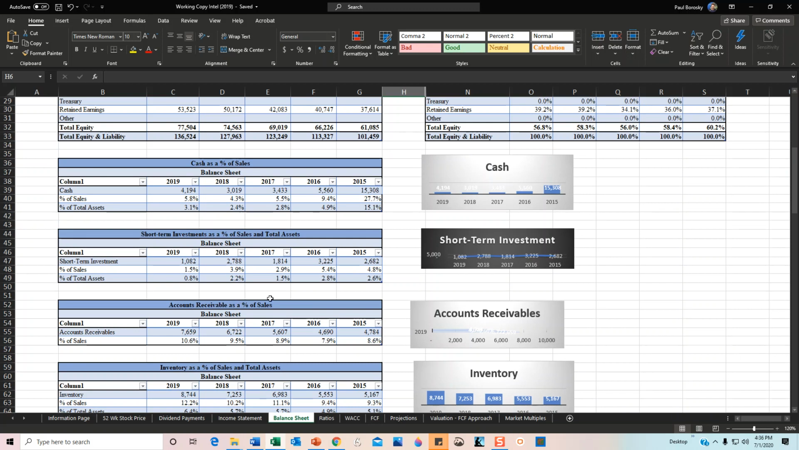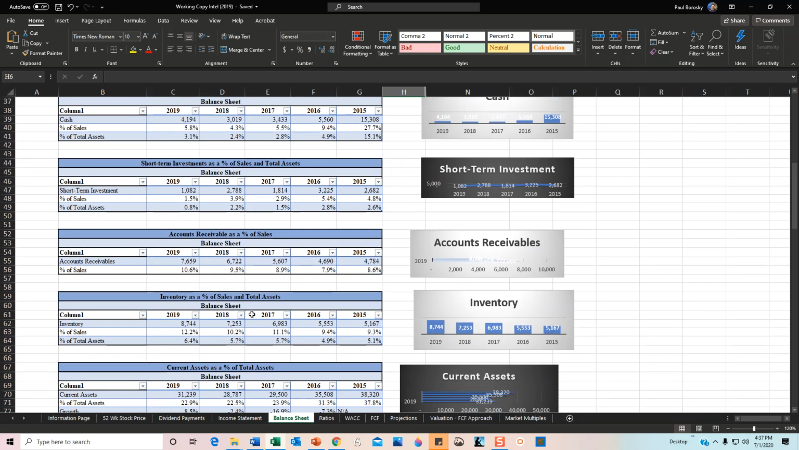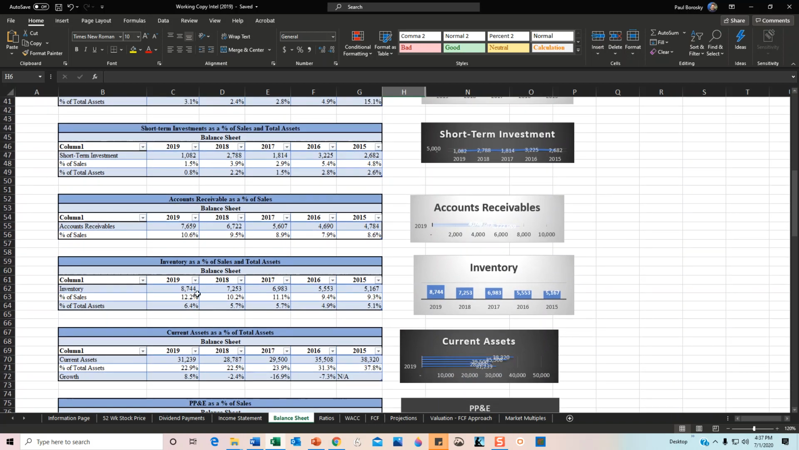Next, we're going to break this off and identify some of the line items. One of the biggest line items I'm going to want to look at is the inventory. As compared to total sales, their inventory position was about 9.3% in 2015. In the next several years, their inventory position as compared to sales would grow to 12.2%.